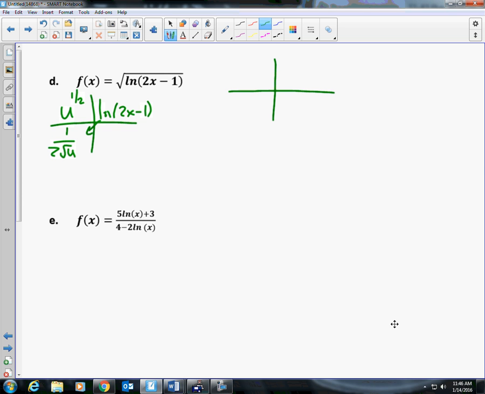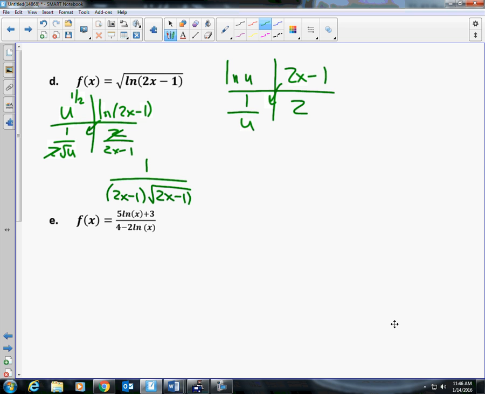Inside: 2x minus 1. Outside: natural log of u. The derivative is 2. So we multiply those together, we get 2 over 2x minus 1. Now again, you don't have to set up the chain rule the second time. Just to show you, in fact, as you do that, think through it on your own if you like. If we multiply these, the 2's will cancel, correct? We end up with 1 over the quantity 2x minus 1 times the square root of natural log of 2x minus 1.